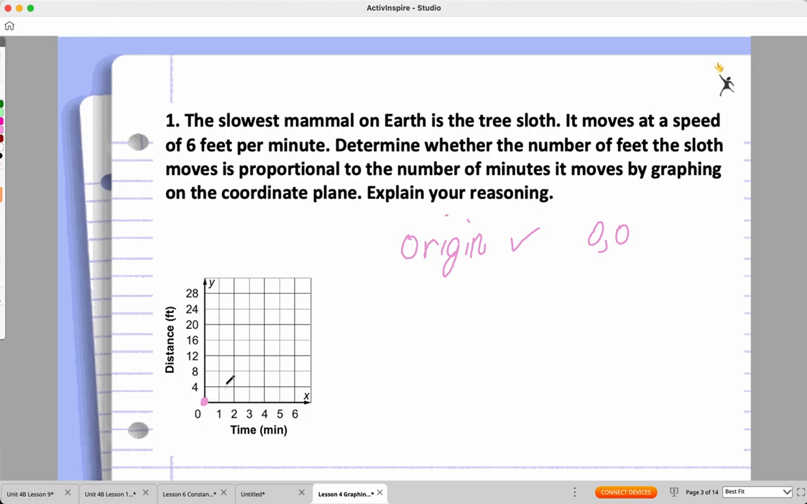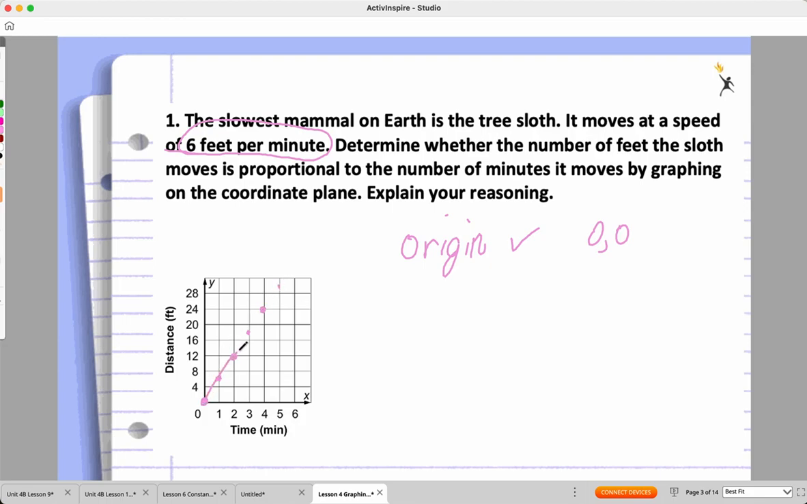Then we take a look at this next one. After 1 minute, we know that he has gone at a rate of 6 feet per minute. So we go up 6. We're going to have to kind of guess at the best point. We're going to say it's right here. At 2 minutes, he would have gone 12 feet. 3 minutes, 18 feet. 4 minutes, 24 feet. And 5 minutes, he would have gone 30 feet.